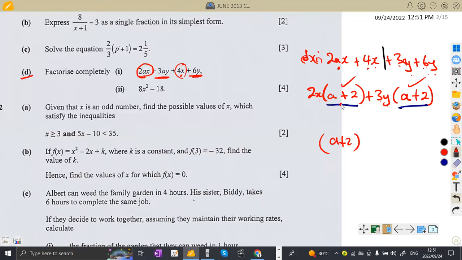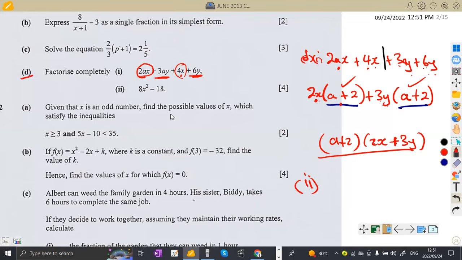When you remove this bracket here, you're going to remain with 2x. So it's going to be 2x here. And here you're going to remain with a plus 3y. Okay, so it's going to be plus 3y like that. So that is what you're going to have as your final answer. Okay, so that was the easier part, guys.